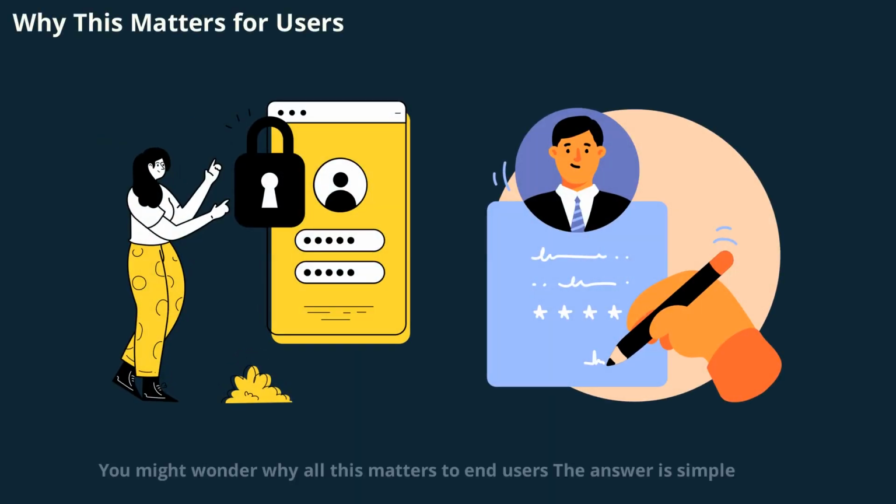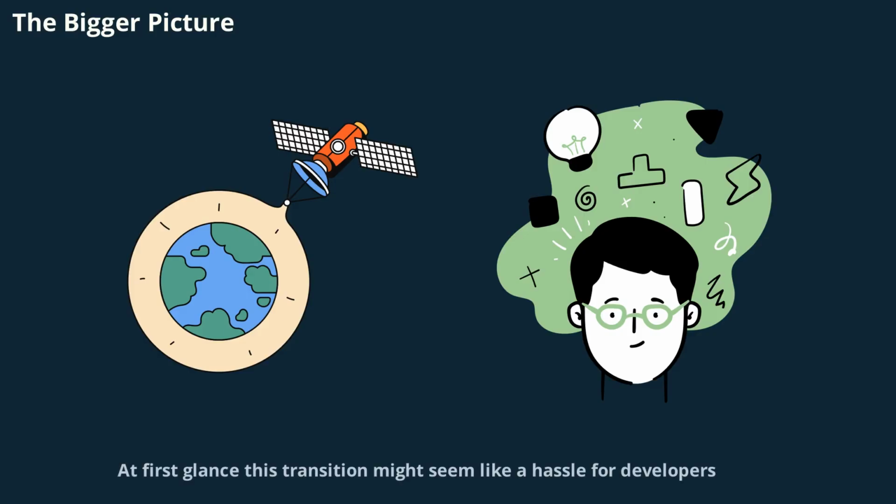You might wonder why all this matters to end users. The answer is simple: performance and battery life. Faster app launches, quicker camera startups, and longer battery life all add up to a better user experience. Even small improvements, when multiplied across billions of devices, can make a huge difference. Users may not see the technical details, but they'll definitely notice when their favorite apps feel faster and more responsive. At first glance, this transition might seem like a hassle for developers.